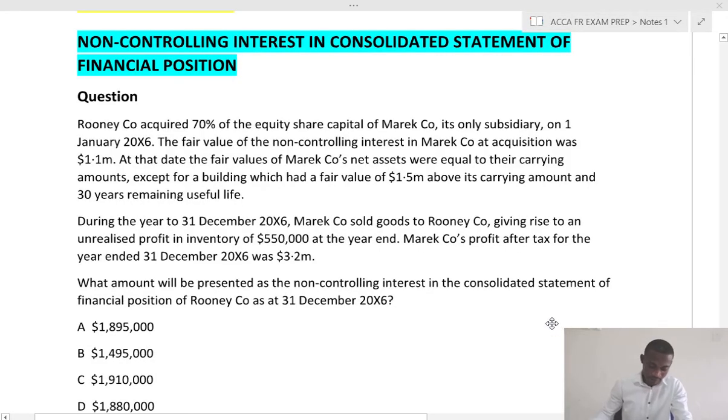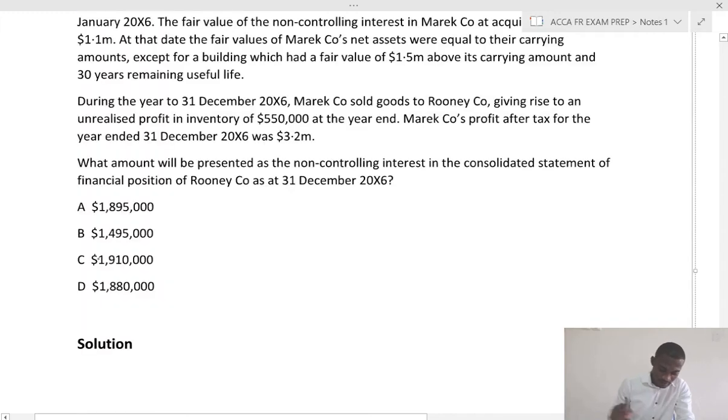Again, we start with the requirement. And let's see the requirement. What amount will be presented as the non-controlling interest in the consolidated statement of financial position of Runico at 31st December X6? So let's see.